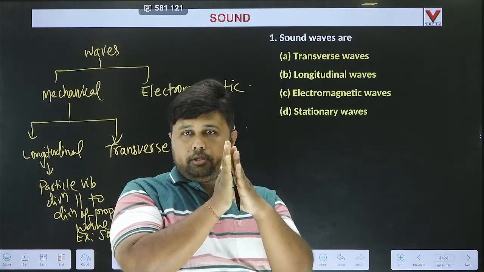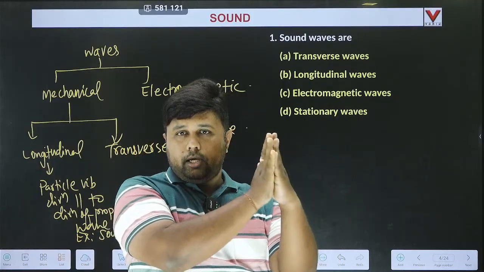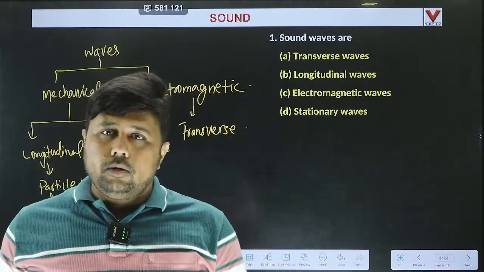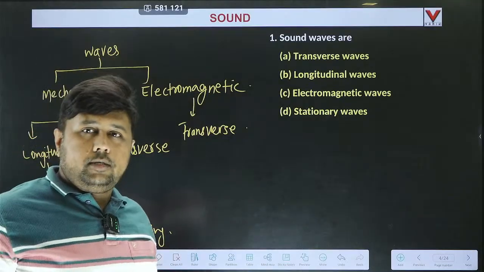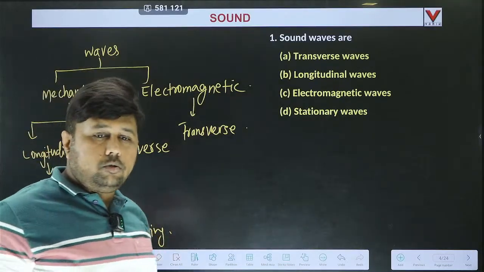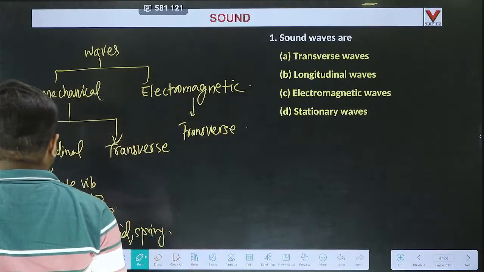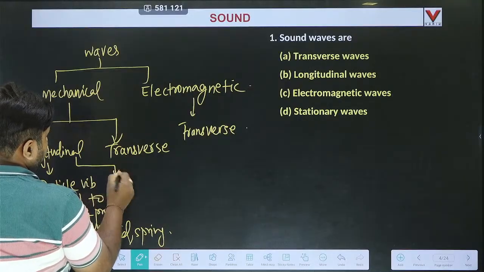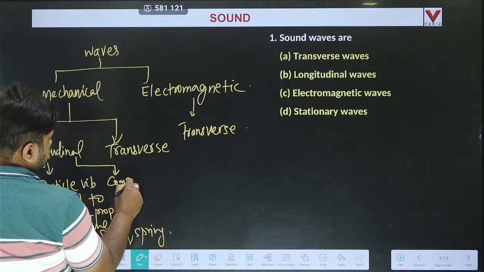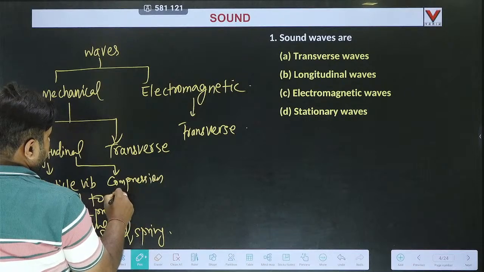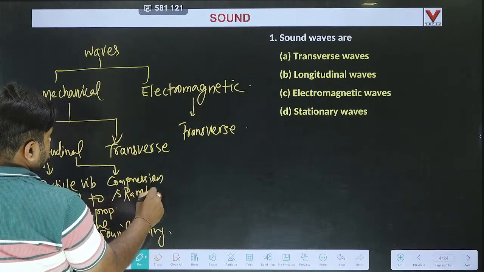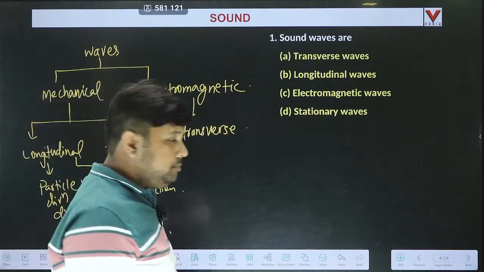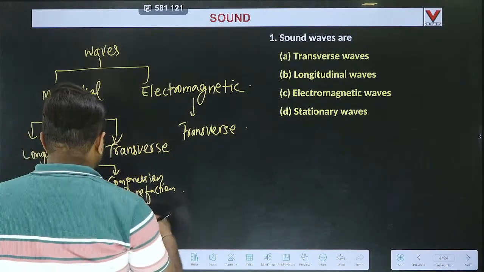Then a layer expands. So this is called compression first, then rarefaction. Again compression and rarefaction, again compression, again rarefaction. Like this the sound energy is going to propagate. That is why longitudinal waves propagate in the form of compression and rarefaction.